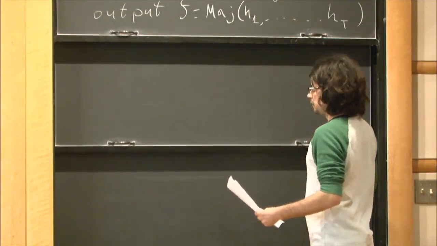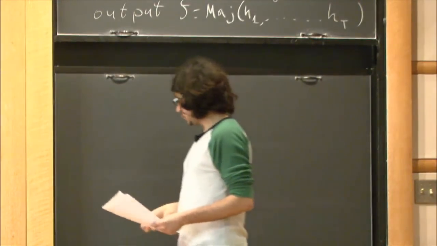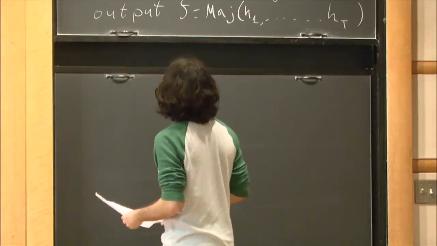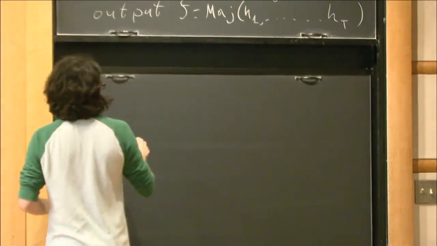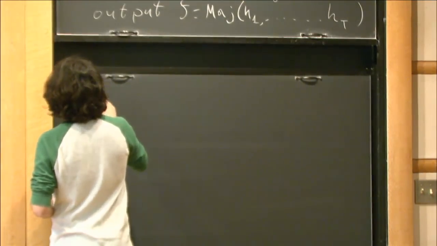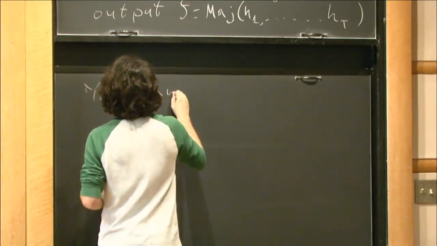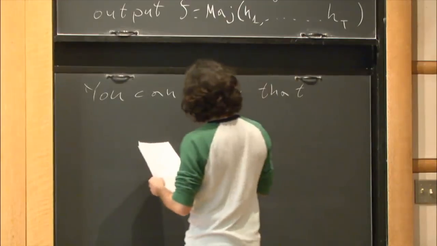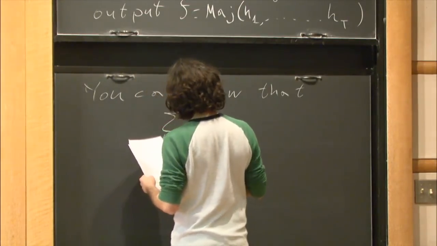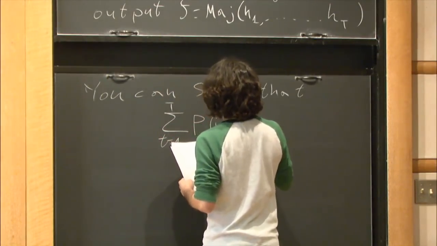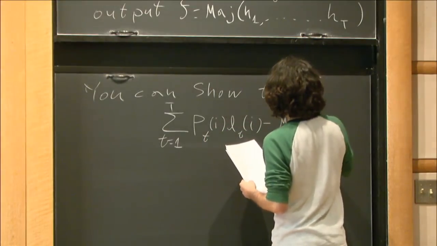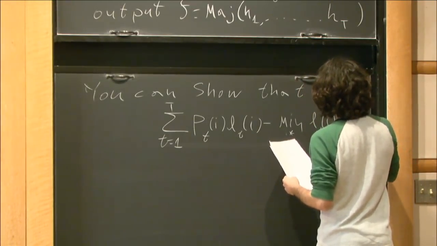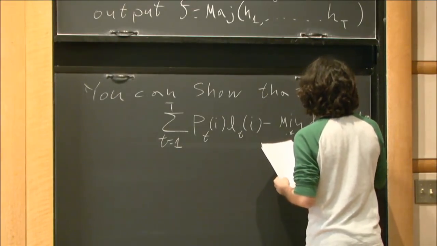The core of the proof, which I'm not going to prove, relies on the following result. This is the hard part I'm not showing, and then I'm going to show how it derives that this algorithm works. What you can show is that for every iteration t, t equal 1 to T, if we look at the sum of P_t(i) L_t(i) minus the worst coordinate L_t(i), then this is always smaller than epsilon T plus log m over epsilon.